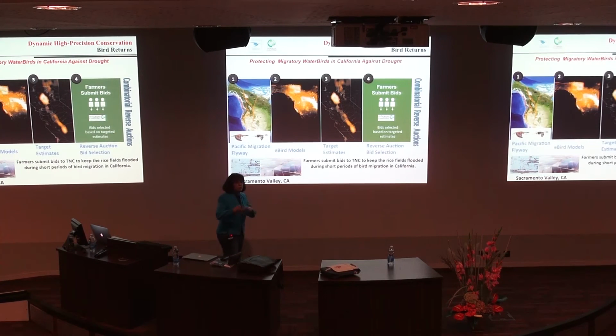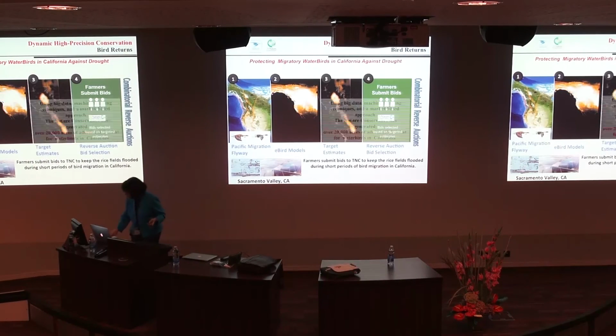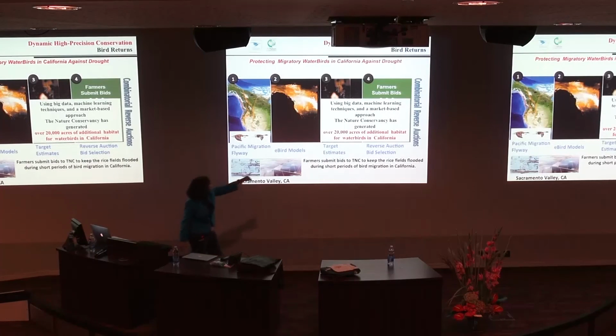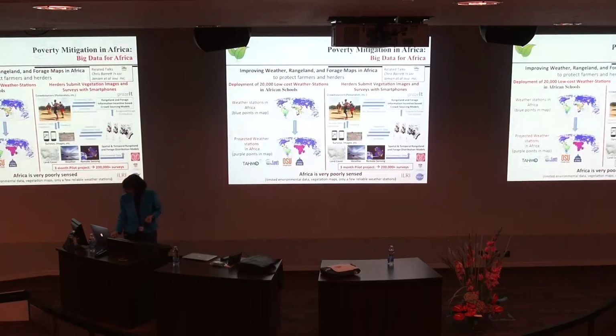Basically, they do these reverse auctions. They pay farmers, or the farmers bid, to keep water in the fields, coinciding with the bird migration, to provide habitat for the birds. So it's way more inexpensive than just buying the land. And this is possible because now they have actually created a lot of additional habitat. And this is only possible because now we have these very advanced models for species distribution, and we can also have these target auctions to provide habitats.